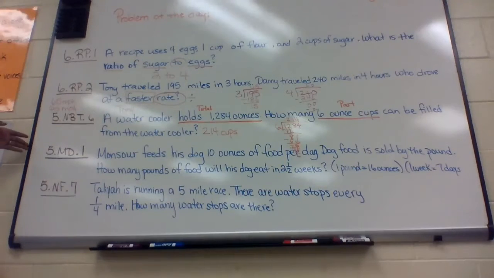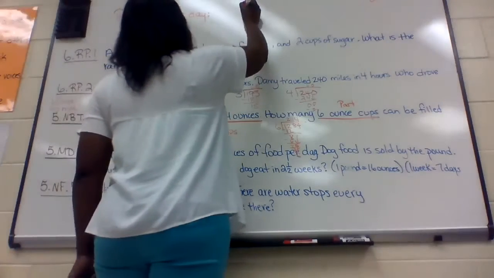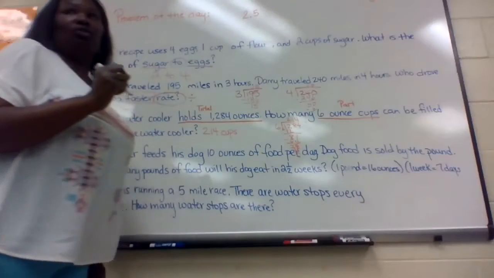All right. Mansour feeds his dog 10 ounces of food per day. Dog food is sold by the pound. How many pounds of food will his dog eat in 2.5 weeks? 7.5. Oh, no, but all right. You got the answer right now, too? Your name in the answer, so. All right. So if I do 10 ounces of food per day, and I'm going to look at 2.5 weeks, right? 2.5 weeks. How do you write 2.5? 2 and 5 tenths, right?